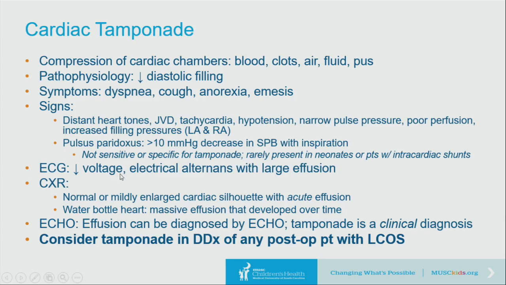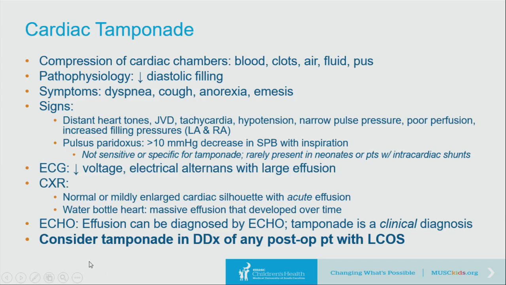If you happen to have an EKG, you can see decreased voltage or even electrical alternans if there's a large effusion. Your chest x-ray findings, if the effusion has developed acutely in the early postoperative period, the cardiac silhouette size could either be normal or only mildly enlarged, so it may not jump out at you. It takes a long time, and we'll talk about this more in a second, to develop those large water bottle effusions that you see in the textbooks as the classic chest x-ray finding with a pericardial effusion.